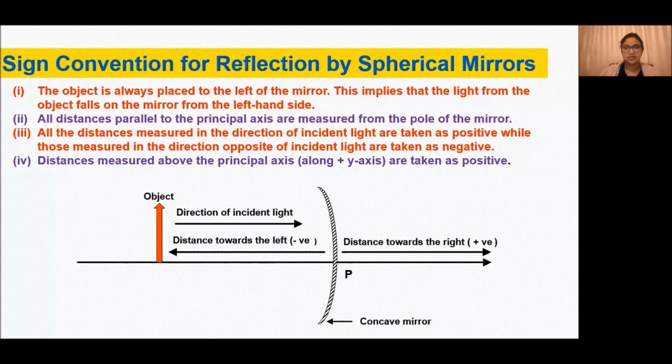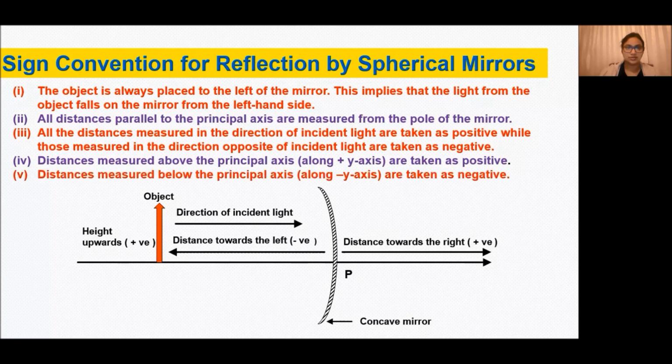Distances measured above the principal axis, or height upwards, are taken as positive, while distances measured below the principal axis, that is height downwards, are taken as negative.